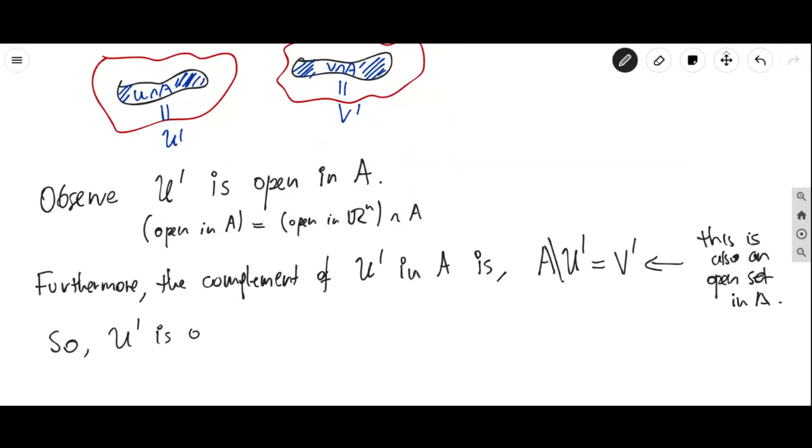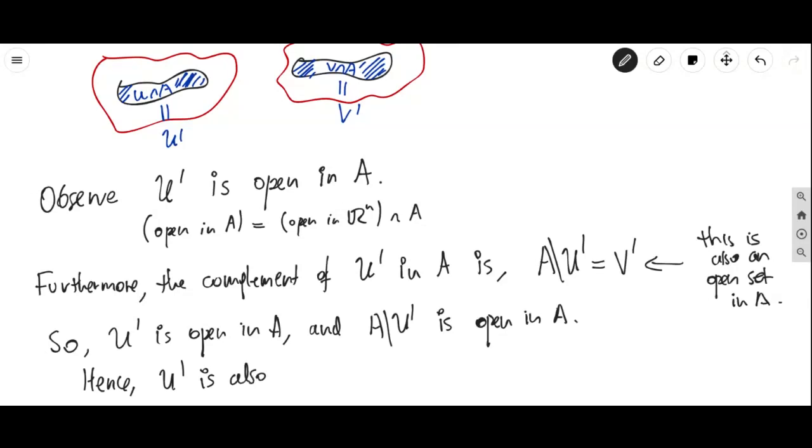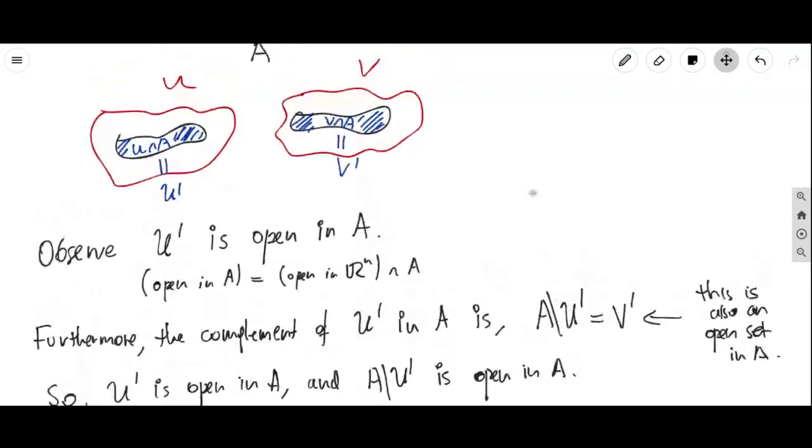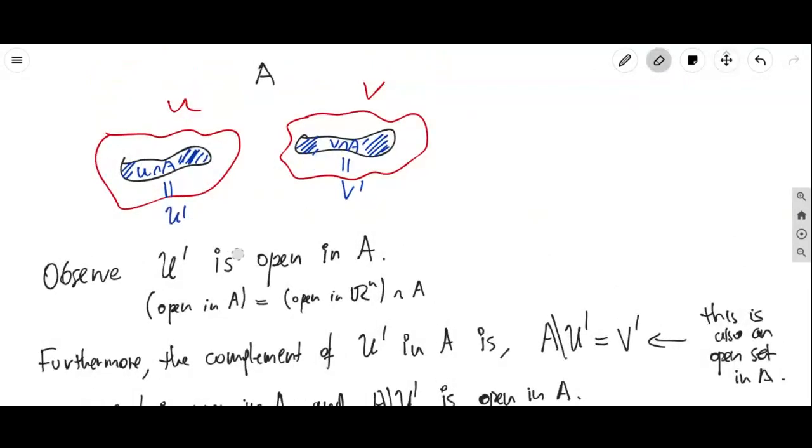So to summarize, U prime is open in A, and its complement is open in A. So if its complement is open, it means that, hence, U prime is also closed in A. U prime is also closed, right? Because what's the definition of a closed set? It means the complement is open, but the complement of it is V prime, and as you can see over here, V prime is also open. So U prime is both open and closed at the same time. So it's a set which is both open and closed simultaneously.